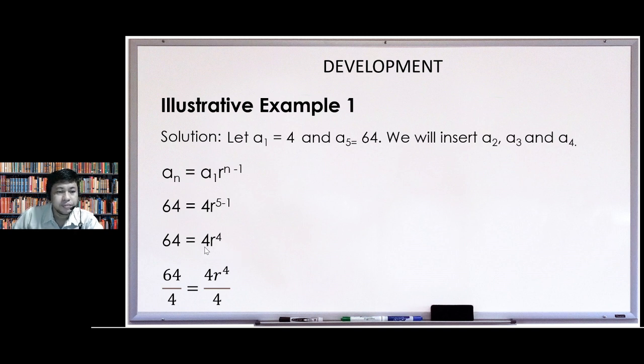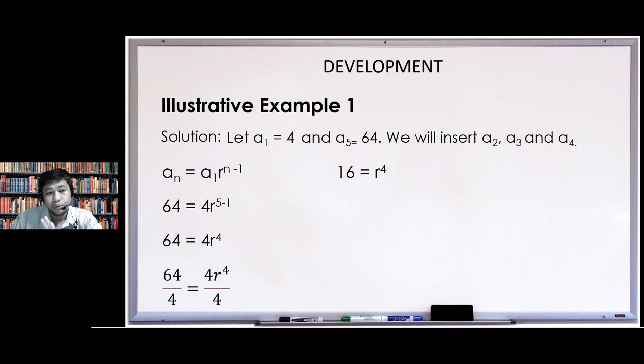Then, to get rid of 4 in our r raised to 4, we're going to multiply both sides by 1/4, or you simply divide both sides by 4. So we'll have 64 divided by 4 is equal to 4r raised to 4 divided by 4. 4 divided by 4 is 1, so we only have r raised to 4, which is equal to 16. Yes, the quotient of dividing 64 by 4.